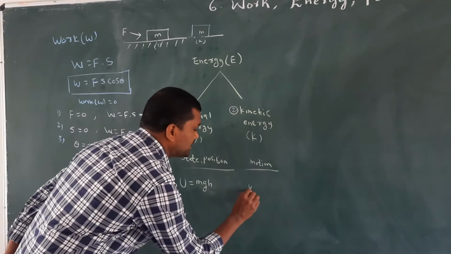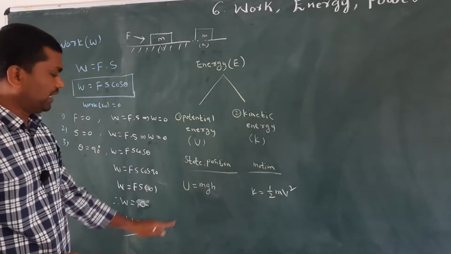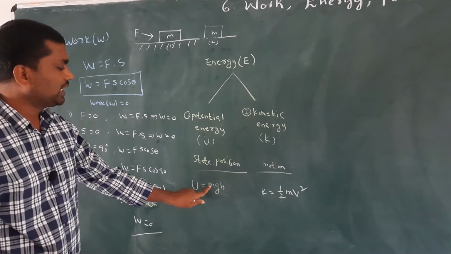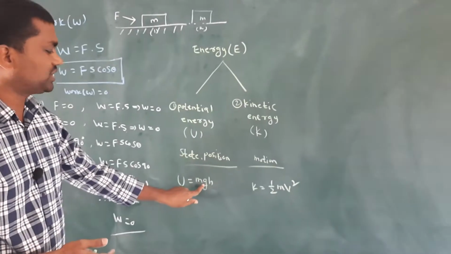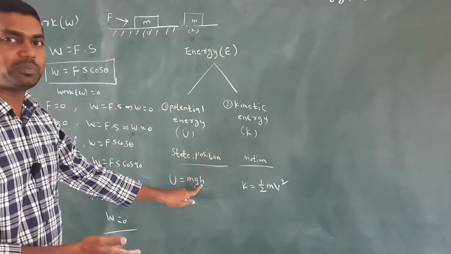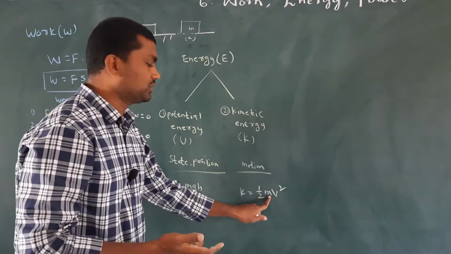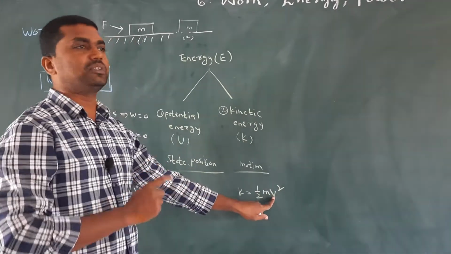So the kinetic energy K is equal to half m v square, where U is potential energy, m is the mass of the object, g is the acceleration due to gravity, h is the height or displacement of the object, K is kinetic energy, m is the mass of the object, and v is the velocity of the object.